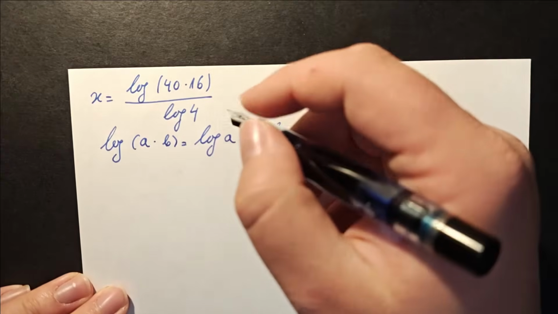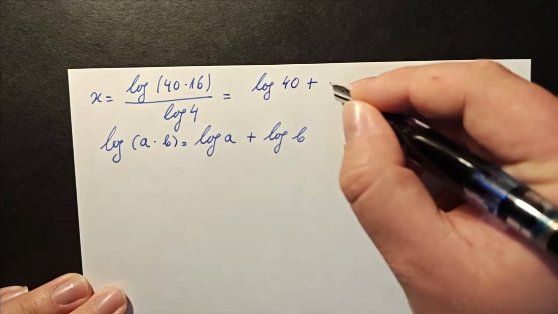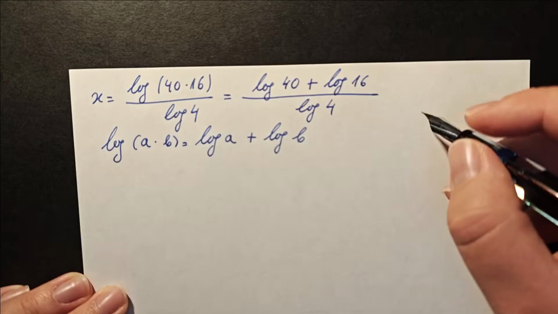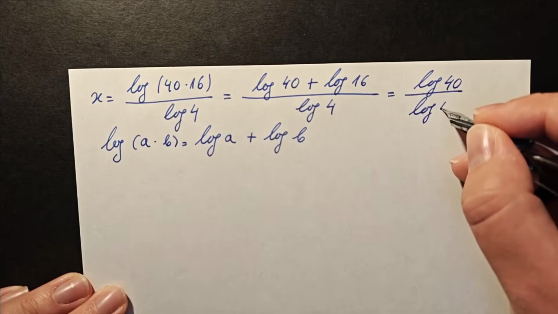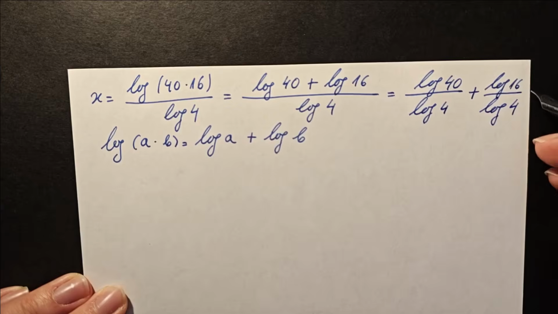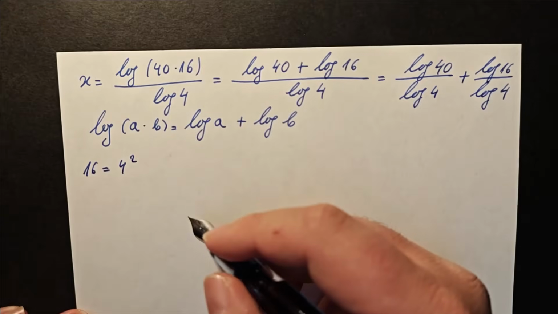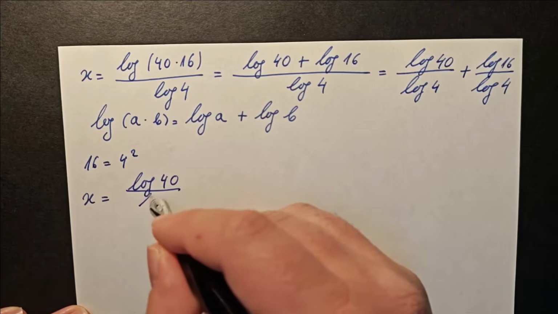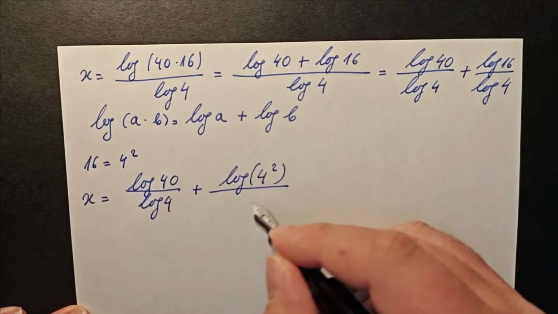By applying this rule, this term here gets transformed into logarithm of 40 plus logarithm of 16 divided by logarithm of 4. And this is equal to logarithm of 40 divided by logarithm of 4 plus logarithm of 16 divided by logarithm of 4. As you know, 16 is equal to 4 squared. So we can use that. And x is equal to logarithm of 40 divided by log of 4 plus logarithm of 4 squared divided by logarithm of 4.